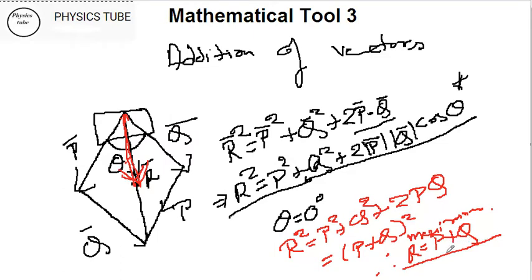Now let us analyze another case. So suppose say the angle between these two vectors, I'll just get rid of this.